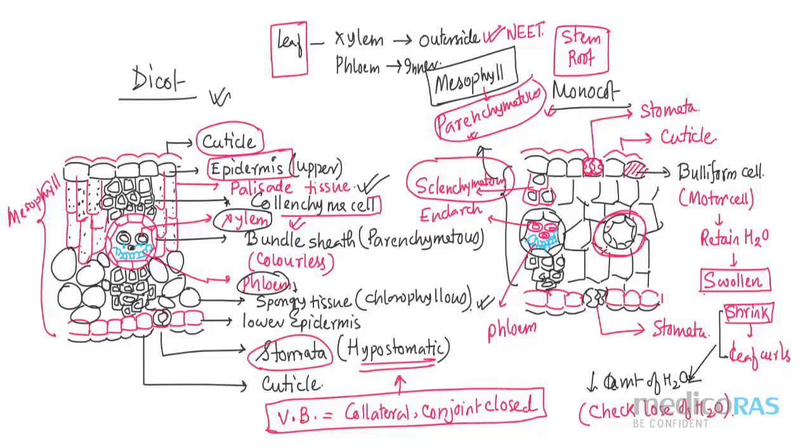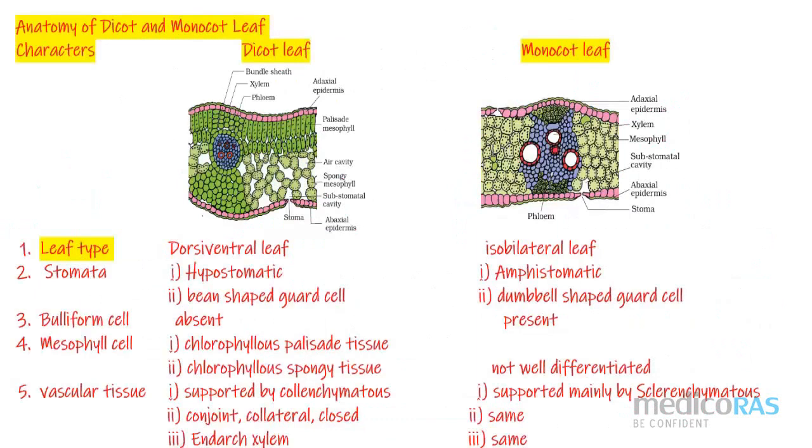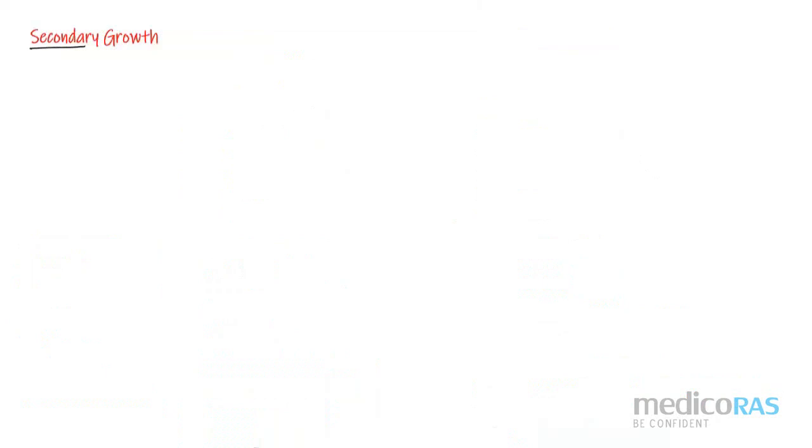Now let's check what are the different points for dicot and monocot we can write. After seeing these points, I hope it is pretty much clear that whatever we have discussed in the diagram, the same points we have written here as well. After this, we have to go for the secondary growth of plant.